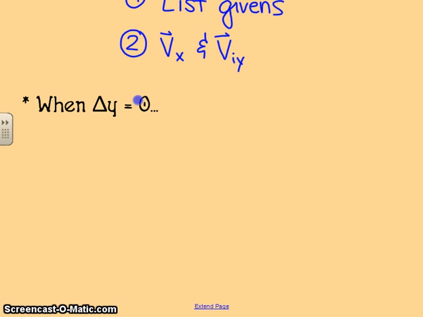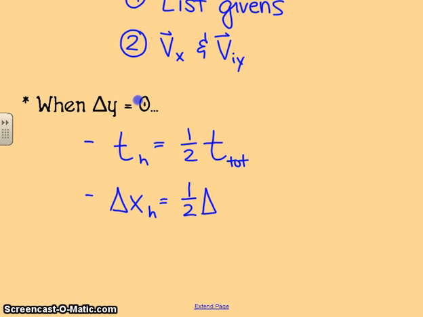There are some other things that are unique to angled launch problems. Specifically, when you know that the y displacement is 0. In other words, your object begins and ends at the same height. When this is the case, the time to the maximum height is equal to half of the total time. Again, the time to the maximum height is equal to half of the total time. In addition, the x displacement to the point where it reaches the maximum height is half of the total x displacement.